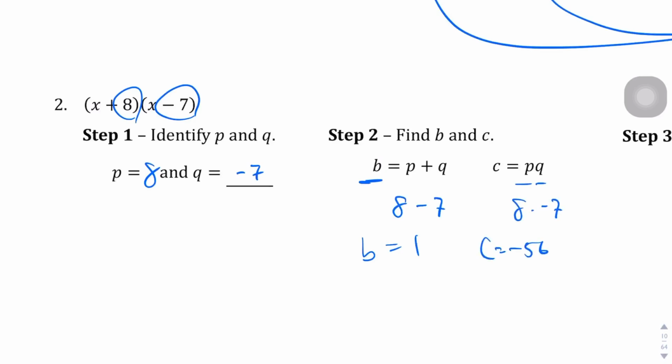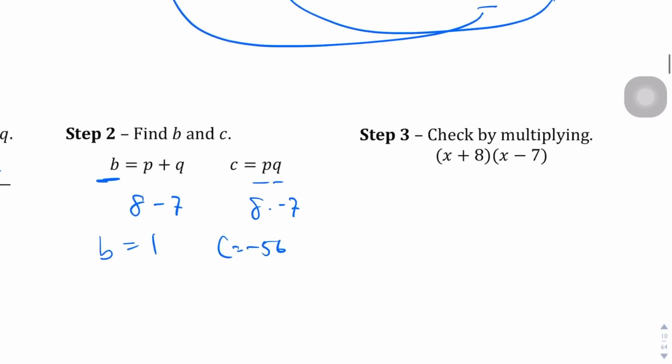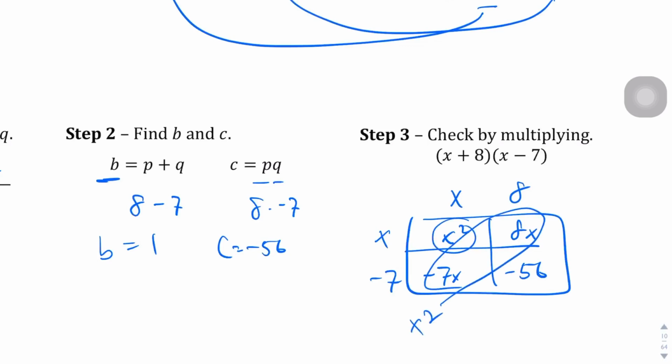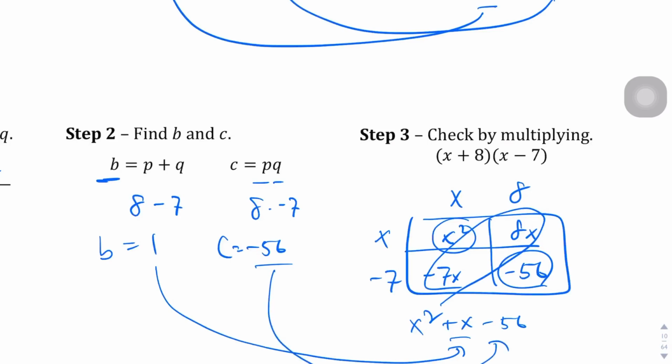So that's C. And then if we go ahead and multiply that out, let's do the box again. X, 8, X, negative 7. X times X is X squared. X times 8 is 8X. X times negative 7 is negative 7X. And then negative 7 times 8 is negative 56. And then X squared plus X, or 1X that is, and then minus 56. So yeah, B is 1, and then C is negative 56.